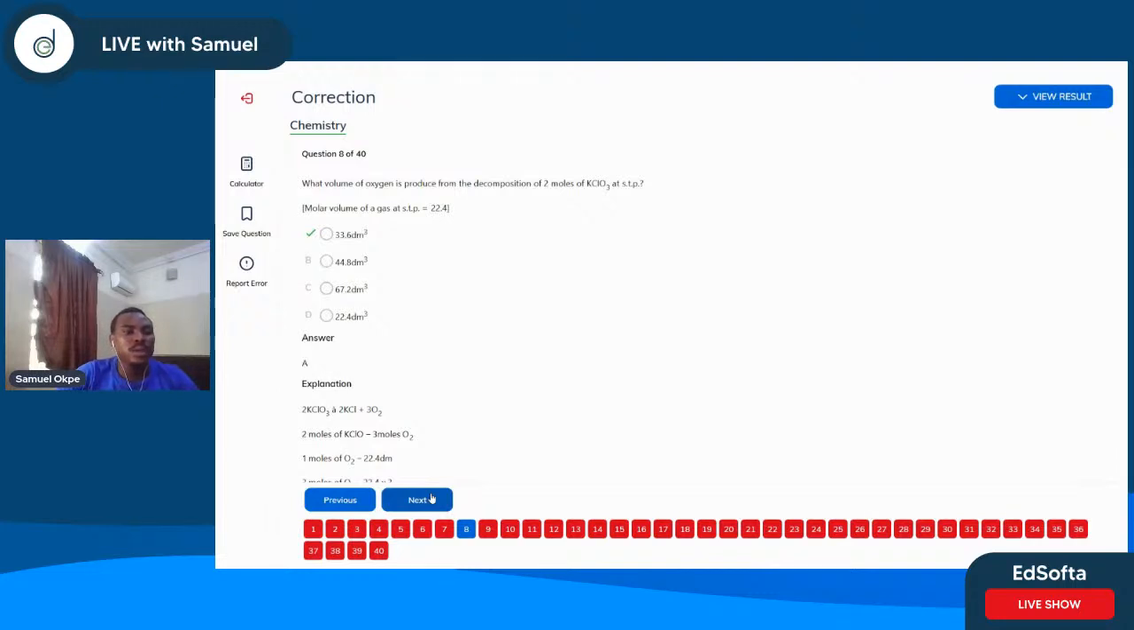Okay, let's look at this one. What volume of oxygen is produced from the decomposition of 2 moles of KClO3? So what do we do?